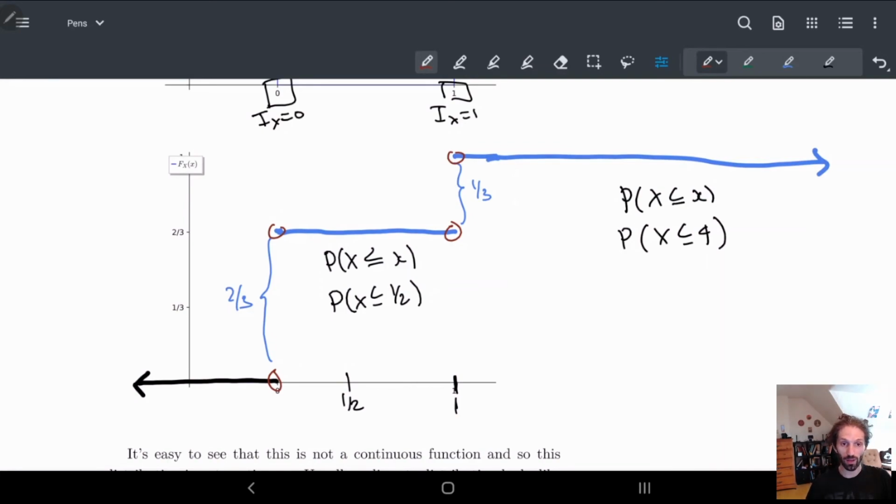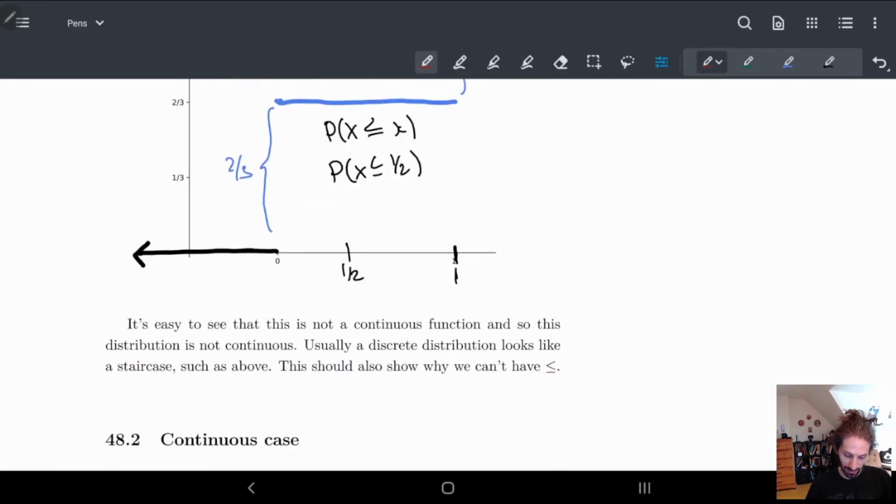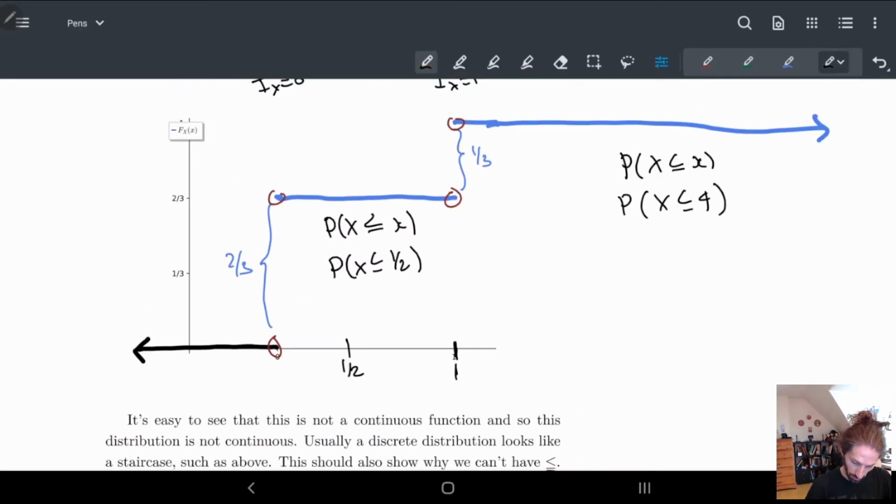This also shows why we can't just replace less than or equal to with less than. P of X less than or equal to 0 is 2/3, but P of X less than 0 is equal to 0. So they're inherently different. Normally we draw an open circle here and a closed circle here, so you can see that they're not the same.